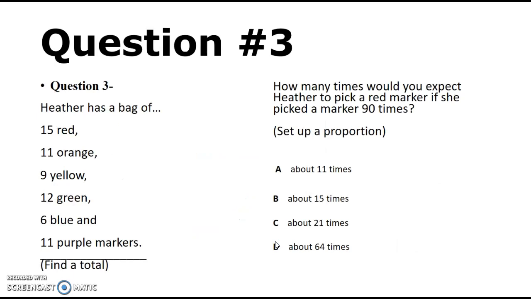Question number 3. Heather has a bag of 15 red, 11 orange, 9 yellow, 12 green, 6 blue, and 11 purple markers. How many times would you expect Heather to pick a red marker if she picked a marker 90 times? Set up a proportion. A. About 11 times. B. About 15 times. C. About 21 times. Or D. About 64 times.